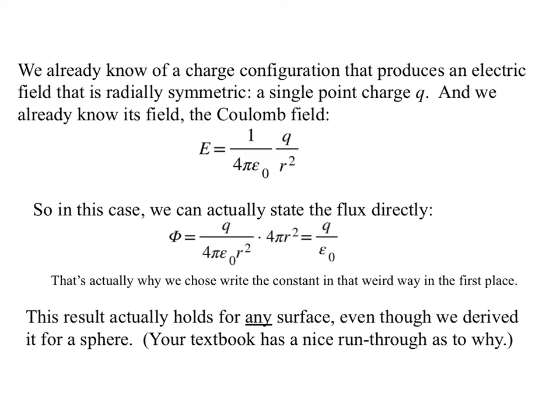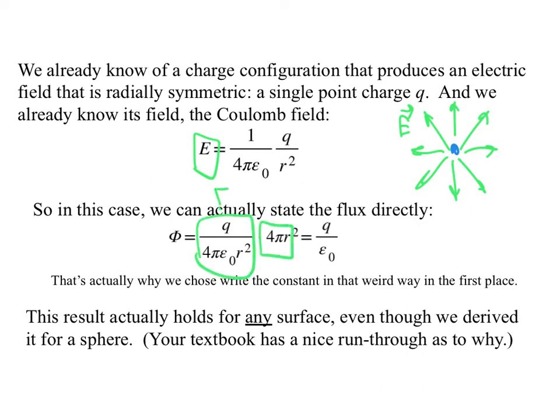Right? We know that the field around a point charge, if I have a point charge Q, the electric field points radially outward. And we know its field actually. We know the field would be 1 over 4 pi epsilon naught, Q over r squared. So we can actually just compute the flux directly because we can take this and multiply it by the area, E times A. And notice that what ends up happening, the r squares cancel, the 4 pi cancel, and we just get Q over epsilon naught.